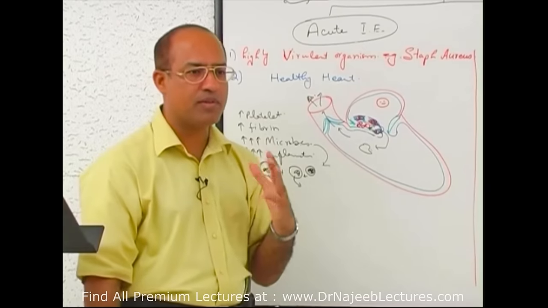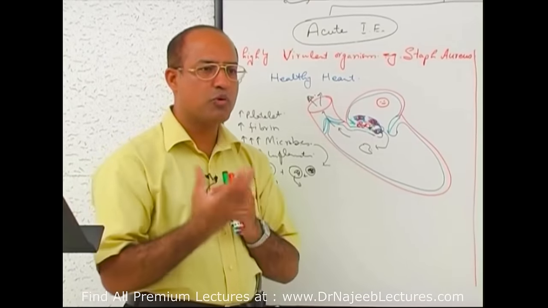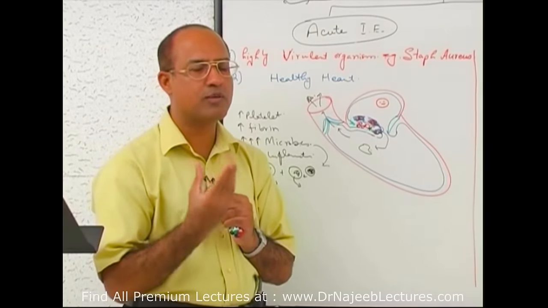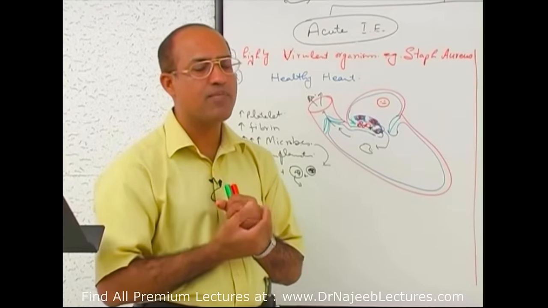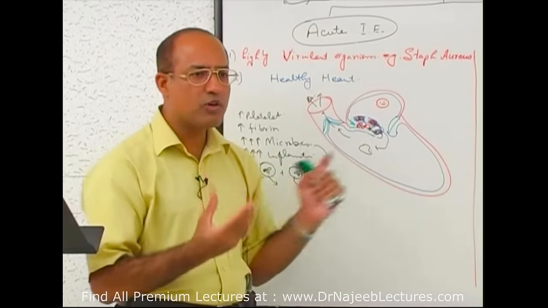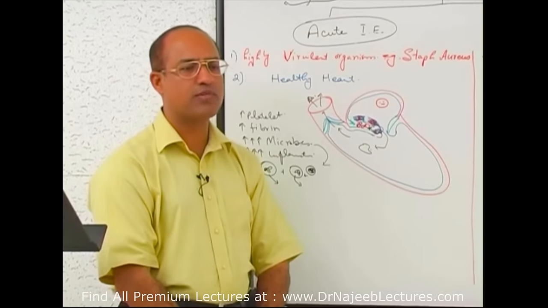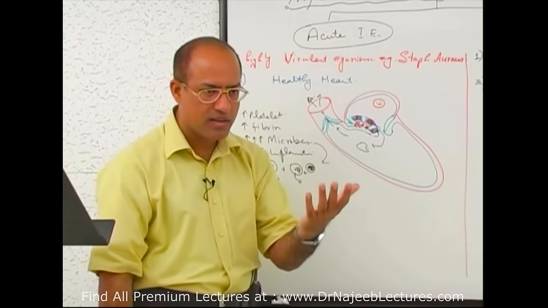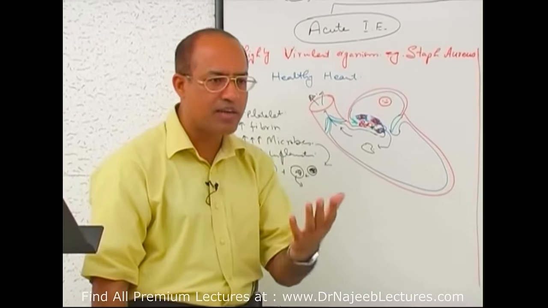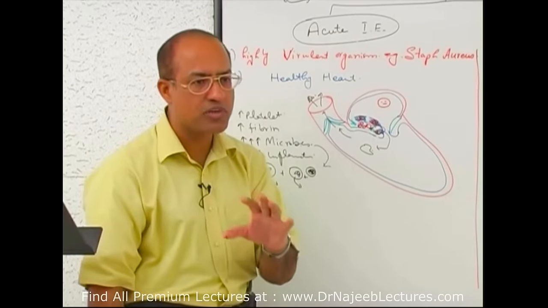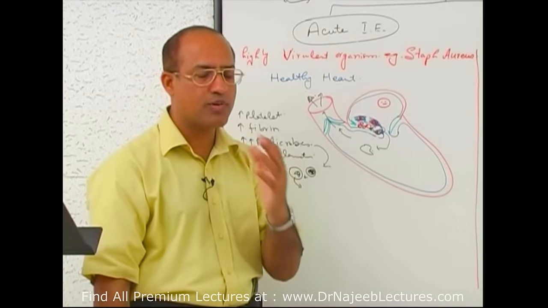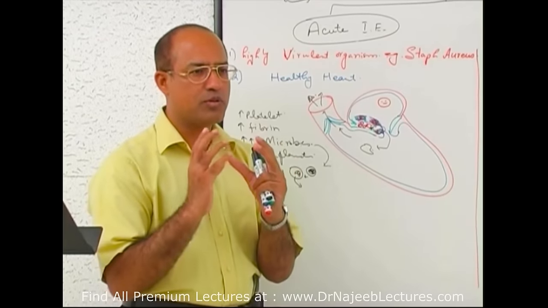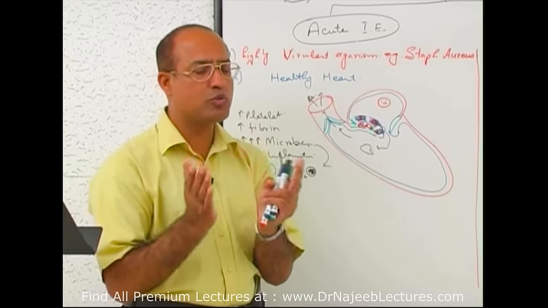In the end, what will happen? At the site of bacterial invasion, we will find a very big vegetation. What is vegetation? Vegetation is a typical morphological, pathological lesion of infective endocarditis. This vegetation, which is formed in acute infective endocarditis, is large and rapidly developing, right? It has a lot of platelets and fibrin, a lot of very destructive microbes, and a lot of acutely active neutrophils and macrophages.